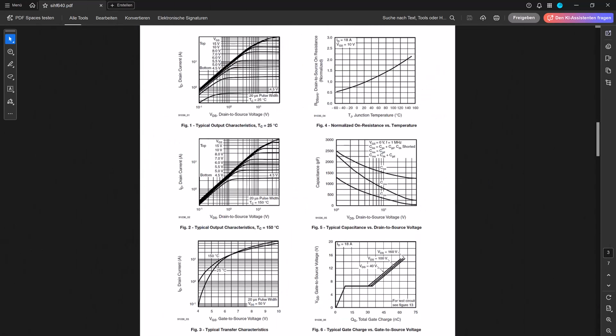Tables give you points, graphs give you trends. Let's read the key figures of the IRF640. Figure 1. Output characteristics at 25 degrees Celsius. Horizontal axis, VDS in volts. Vertical axis, ID in amps, log scale. The curves are parameterized by VGS, from bottom to top: 4.5, 5, 5.5, 6, 7, 8, 10, and 15 volts.